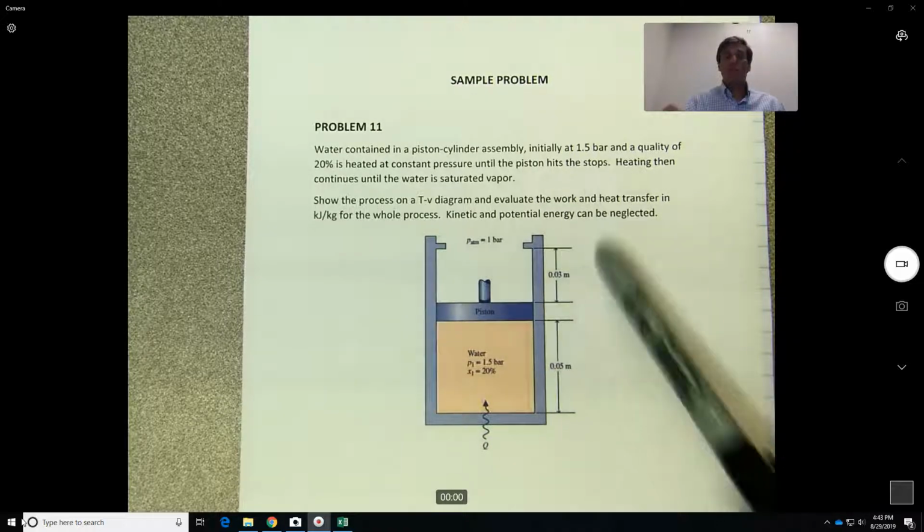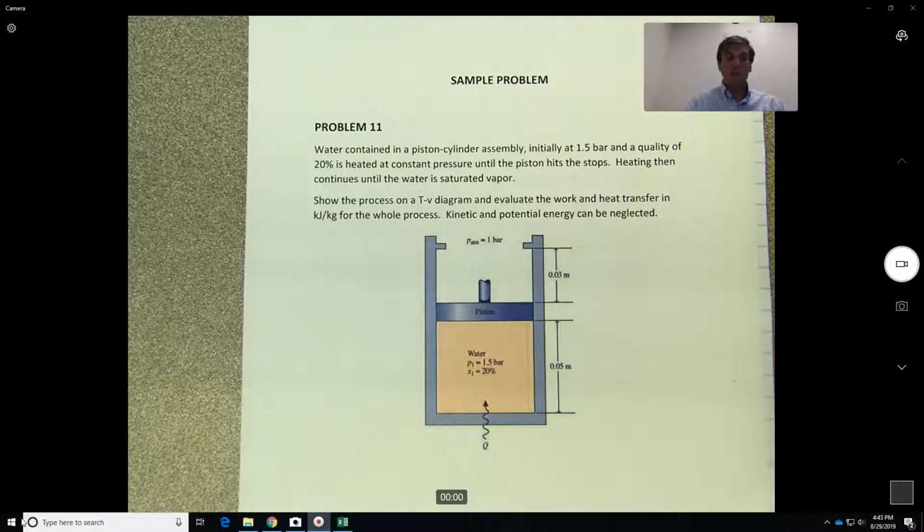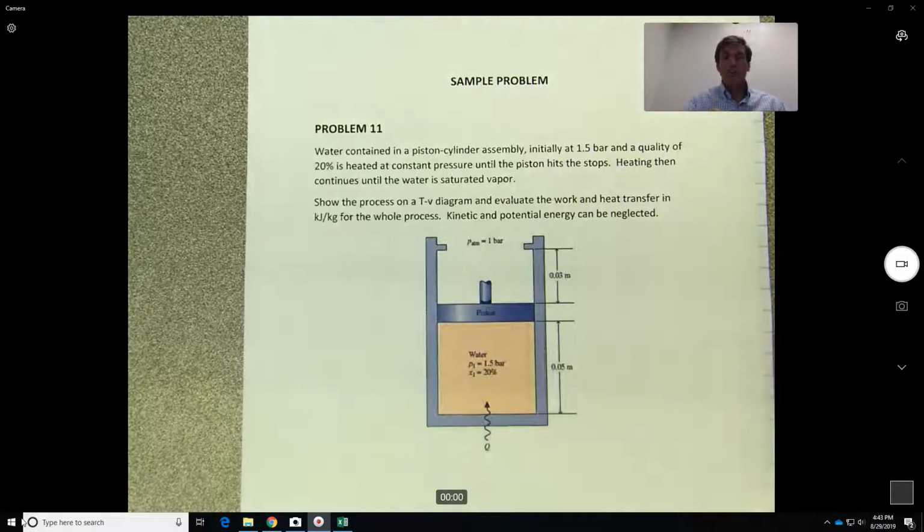But let us read the problem statement and see what is going on. So water contained in a piston cylinder assembly, initially at 1.5 bar and a quality of 20%, is heated at constant pressure, so that's what we just mentioned, until the piston hits the stops. Heating then continues until the water is saturated vapor. Show the process on a T-V diagram and evaluate the work and heat transfer in kilojoules per kilogram for the whole process. Kinetic and potential energy can be neglected.